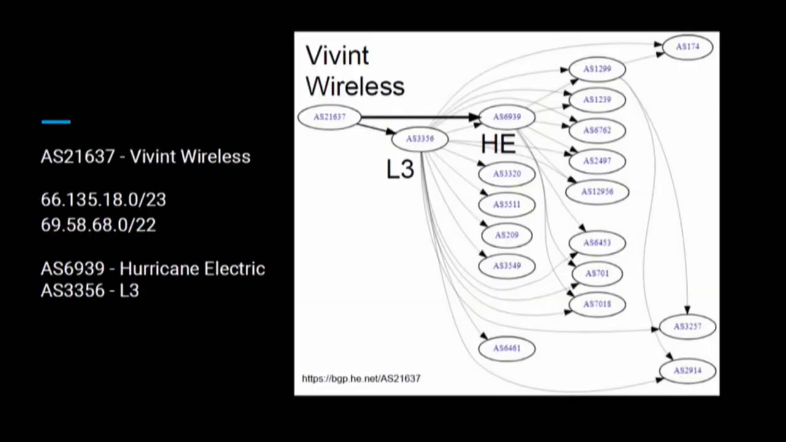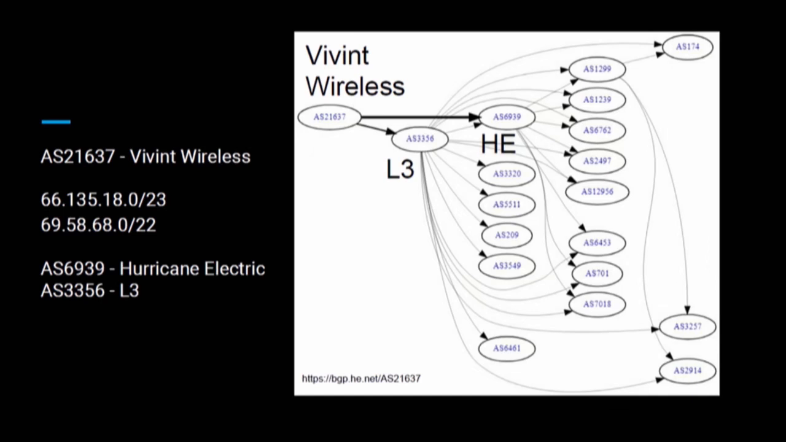Here's a graph I pulled off Hurricane Electric's website, which has some great BGP tools if you want to learn about BGP. Here you can see we're connected to Level 3 and Hurricane Electric. And then those two autonomous systems connect to a large number of other autonomous systems.